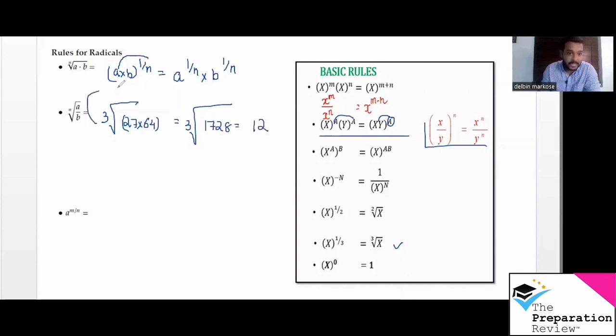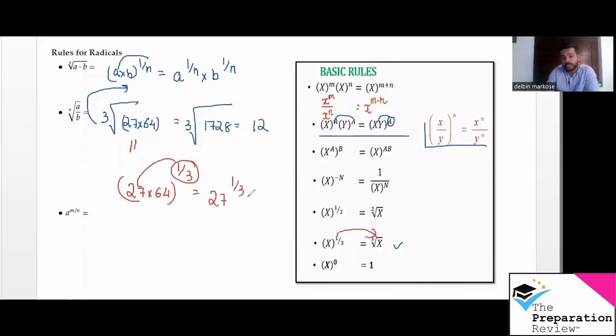So if I apply the same rule here, what happened? Let's say cube root of 27 times 64, I can write it as 27 times 64 raised to 1 over 3 because it's cube root. Now distribute 1 over 3 for each number. 27 raised to 1 over 3 times 64 raised to 1 over 3.